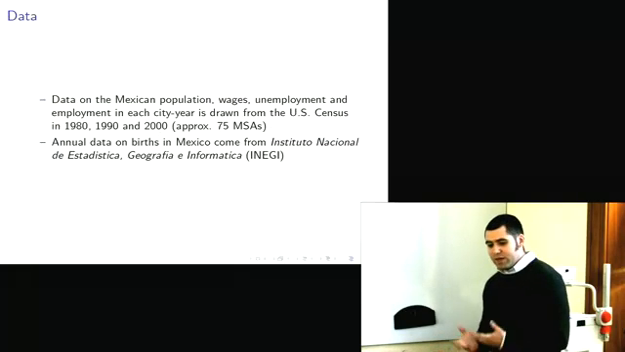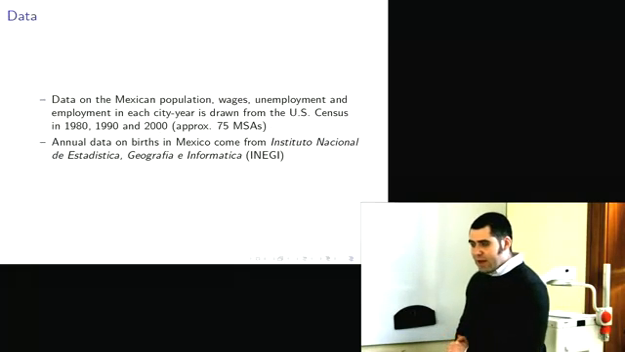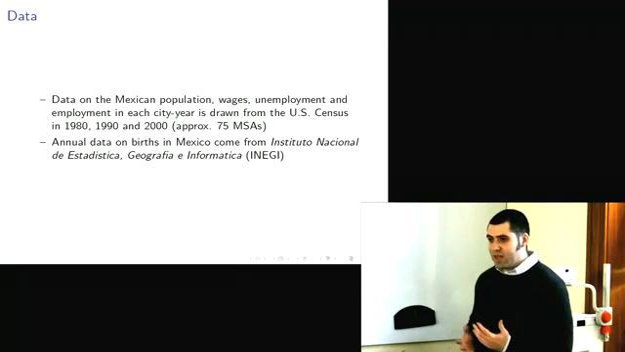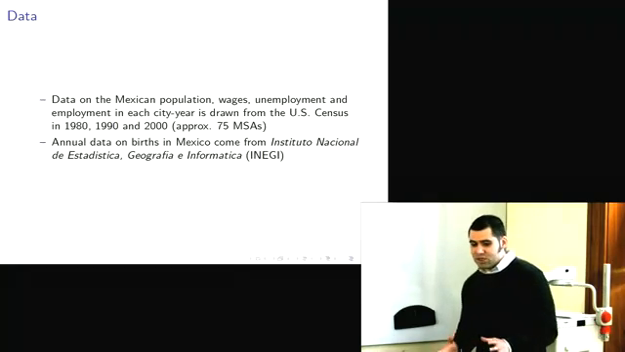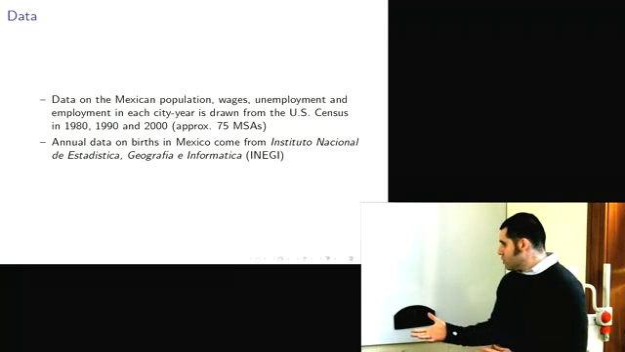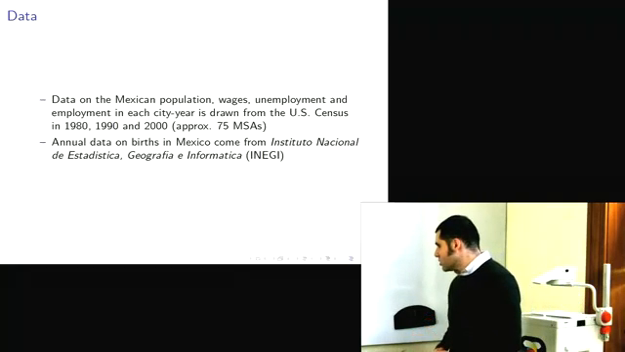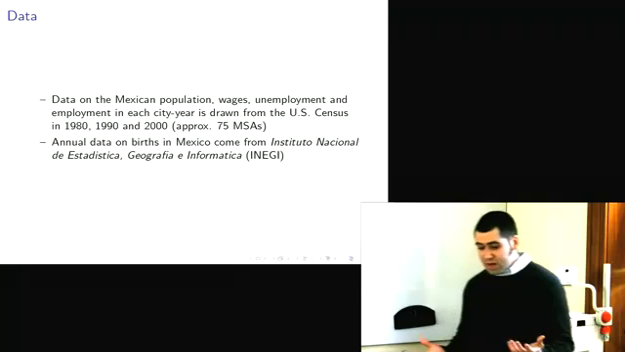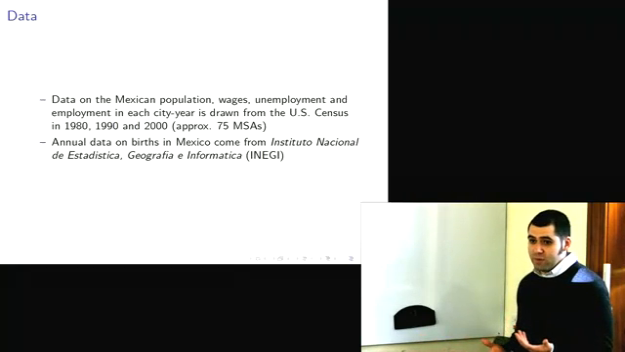So the data come, as I've mentioned, from the U.S. Census. And we also have annual data on births in Mexico. And I confess I don't speak Spanish. I'm not going to try to pronounce this for you. But Morris, is there anything you want to say about this data source? Anything particular? No? Okay. So this is some data that we have not seen used in this literature before.